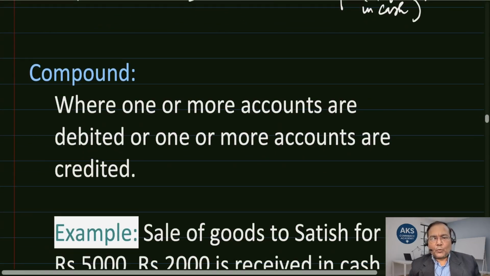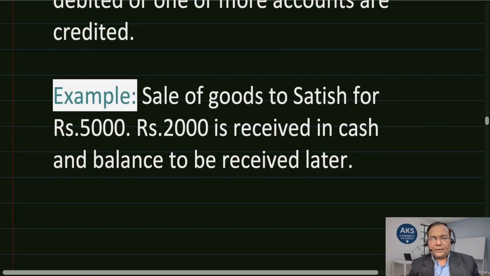Now compound, where one or more accounts are debited or one or more accounts are credited. So a little addition is there here. Sale of goods to Satish for rupees 5,000, rupees 2,000 is received in cash and the balance to be received later. Now in this particular example, what are the accounts which are involved? One is goods sold to Satish for rupees 5,000. So there is partial credit and partial cash. So Satish, and then there is cash and there is sales. These are the three accounts which are involved. I hope this is clear.